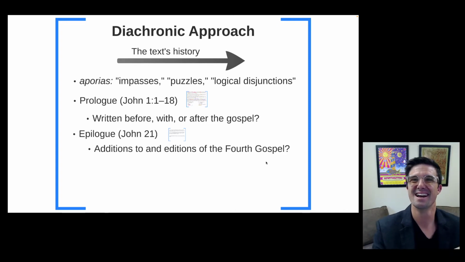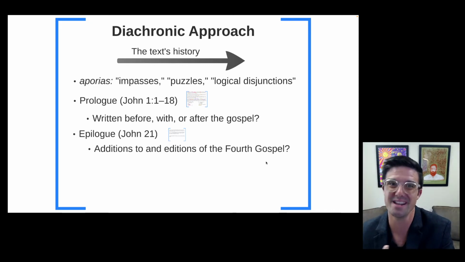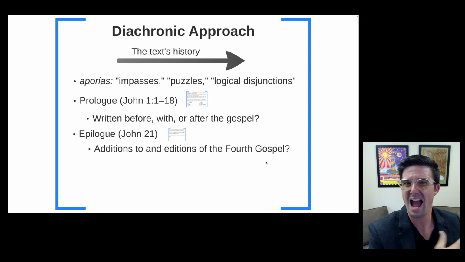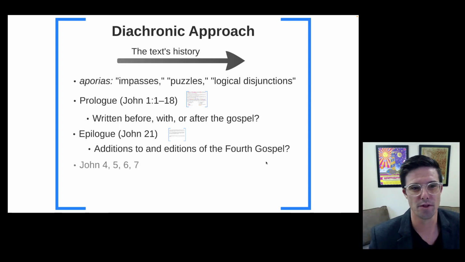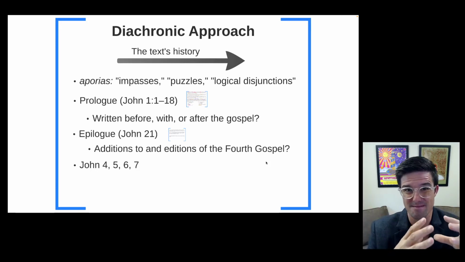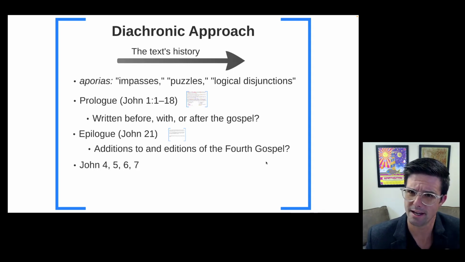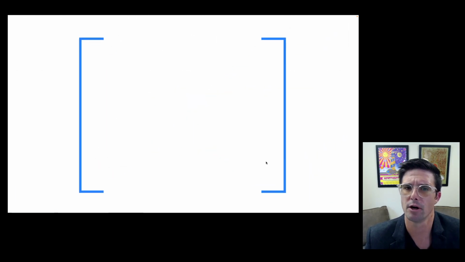So you can see here the difference between the diachronic approach and the synchronic approach. The synchronic approach is going to say, well, let's look at what we do have now, John chapter 1 through 21. The diachronic approach is going to say, how did we get to having John 1 through 21? So to move from the beginning and the end more towards the sort of middle of the Gospel of John, we're really sort of still towards the beginning. There's some more of these aporias in John 4, 5, 6, and 7. There seems to be an interesting ordering in these particular chapters.